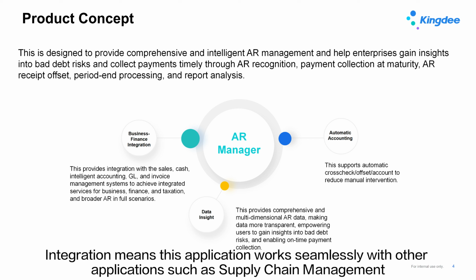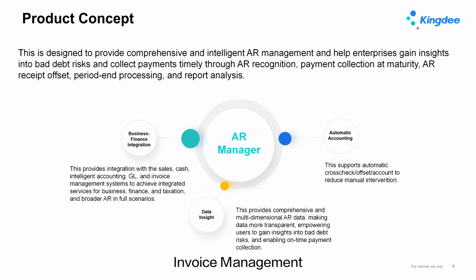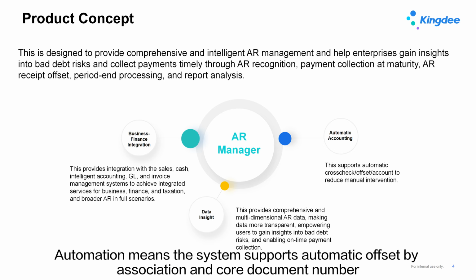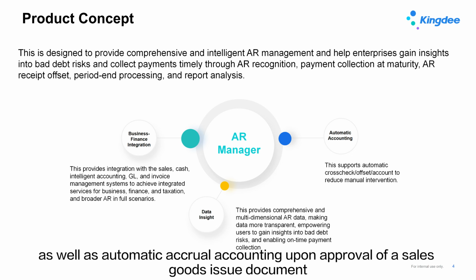Integration means this application works seamlessly with other applications such as supply chain management, payment management, invoice management, general ledger, and tax, enabling integrated services for business, finance, and taxation. Automation means the system supports automatic offset by association and core document number, as well as automatic accrual accounting upon approval of a sales goods issue document.